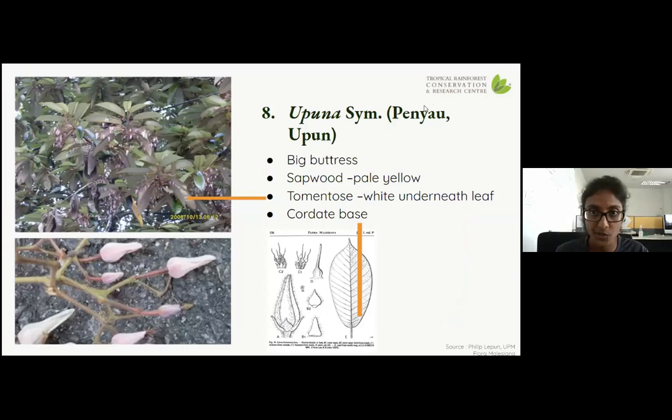Okay, next is Upuna. So as I mentioned, there is only Upuna bernensis in Borneo. Upuna trees have big buttress and the sapwood. So when you cut the outer bark and you look at the inner bark, it's pale yellowish in color.